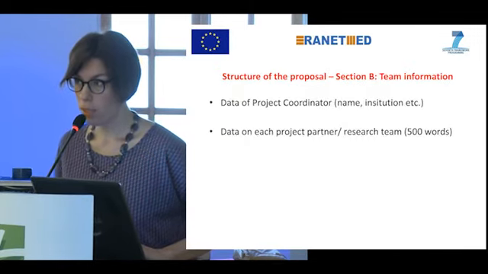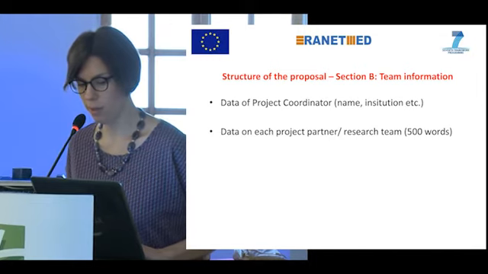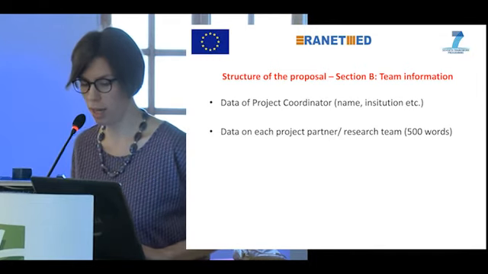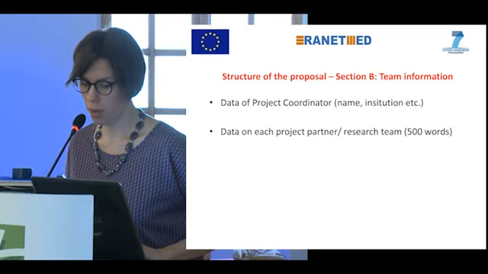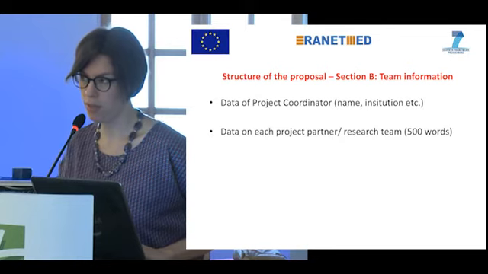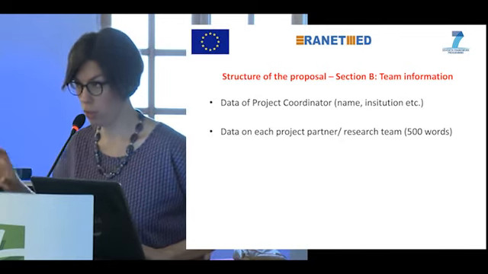Section B of the proposal is focused on team information, so basically all the information on the project coordinator and on the research teams belonging to different project partners. This one is a fixed text, so 500 words as a maximum per each research team.